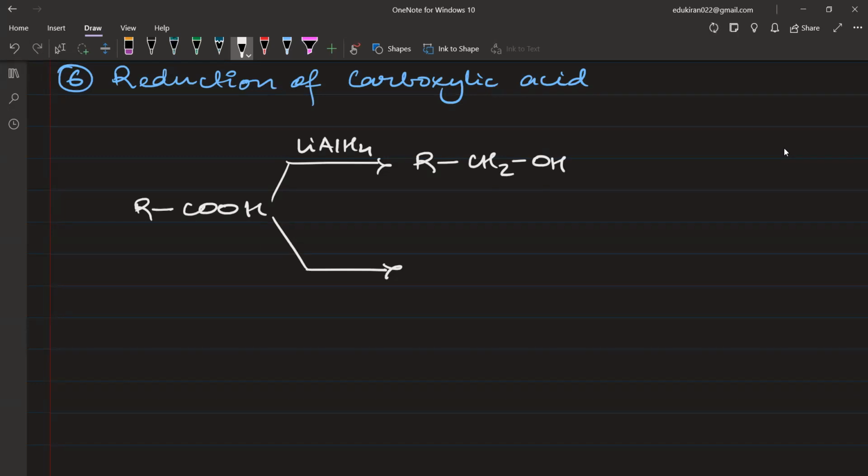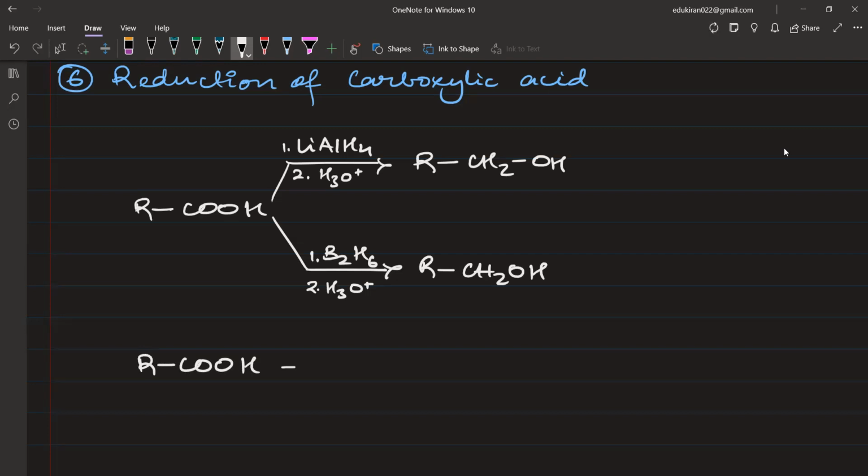After lithium aluminium hydride, you will also need to do hydrolysis, H3O plus. Similarly, with the second reagent, diborane, B2H6, the second step is hydrolysis, and you will get RCH2OH. But please remember, there is another reducing agent which cannot reduce carboxylic acid, that is NaBH4. This will give no reaction. So only 2 reagents, lithium aluminium hydride or diborane. Both of these give you 1 degree alcohol.